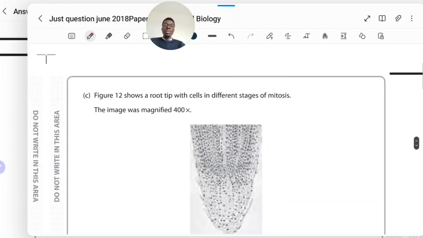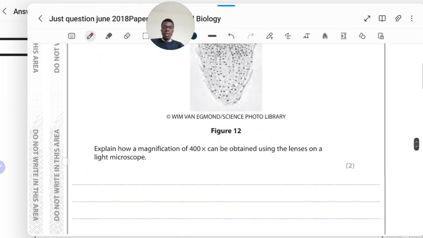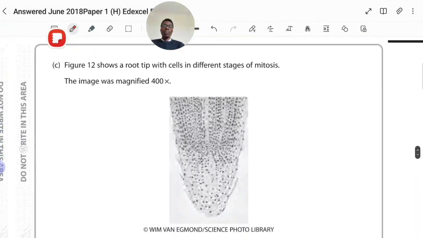Figure 12 shows a root tip with cells in different stages of mitosis. The image was magnified 400 times. Explain how a magnification can be obtained using the lenses on a light microscope. So how do we get this? What are the lenses that were put together to have achieved this? So let's see this here. So this is what happened.